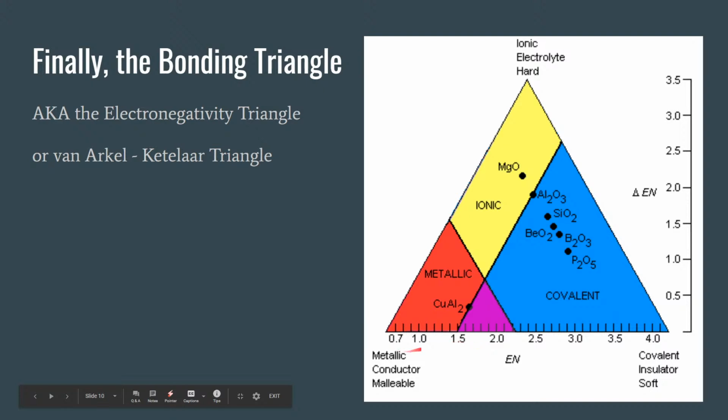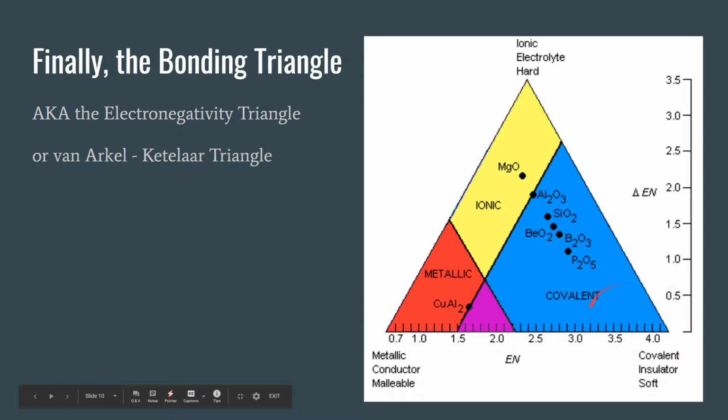Down here on the lower left, we have low electronegativities and low electronegativity difference. We're bringing together two elements that each have a low electronegativity. We're bringing together two metals, and appropriately, that's called a metallic bond.